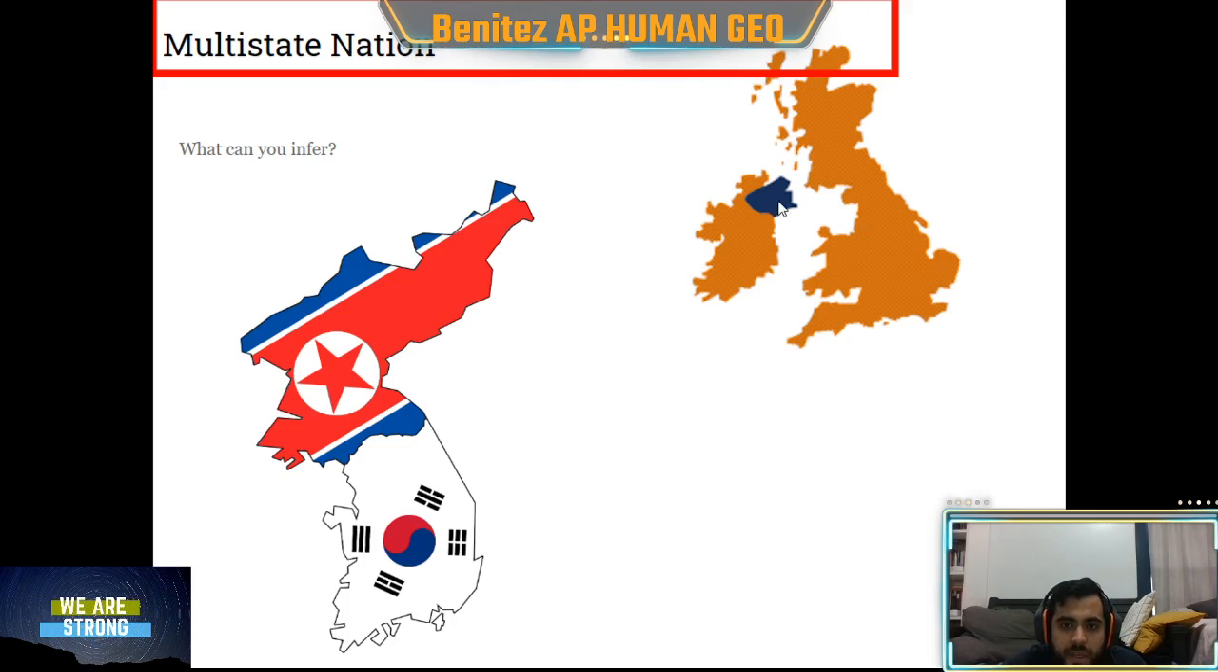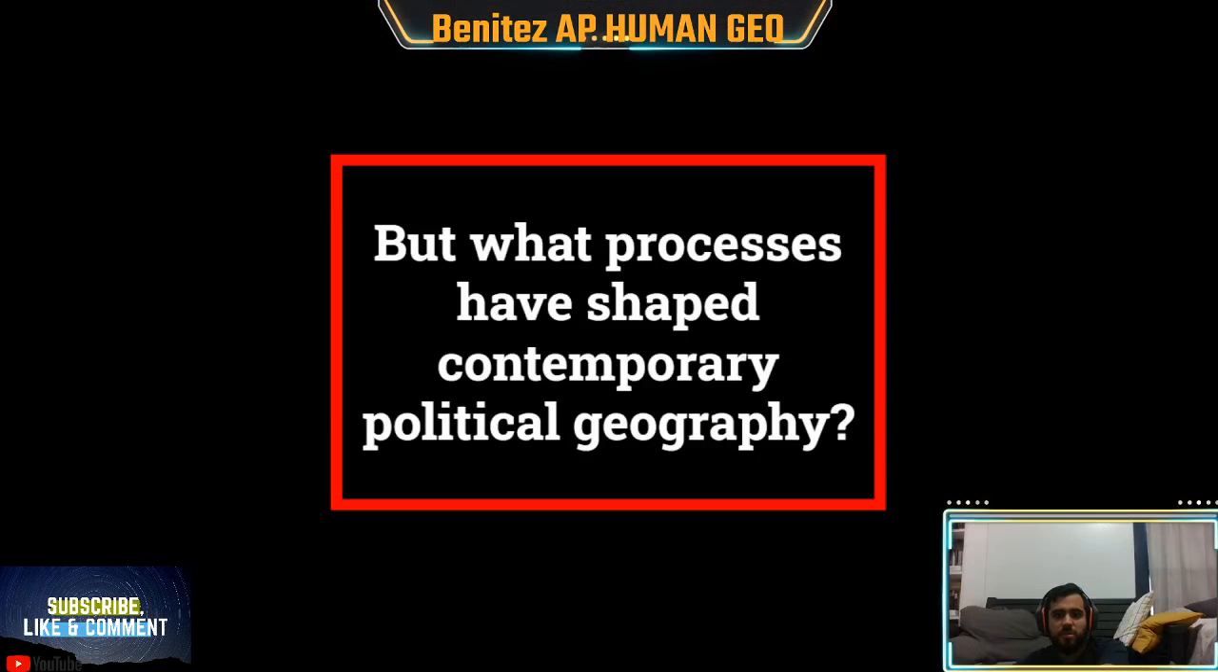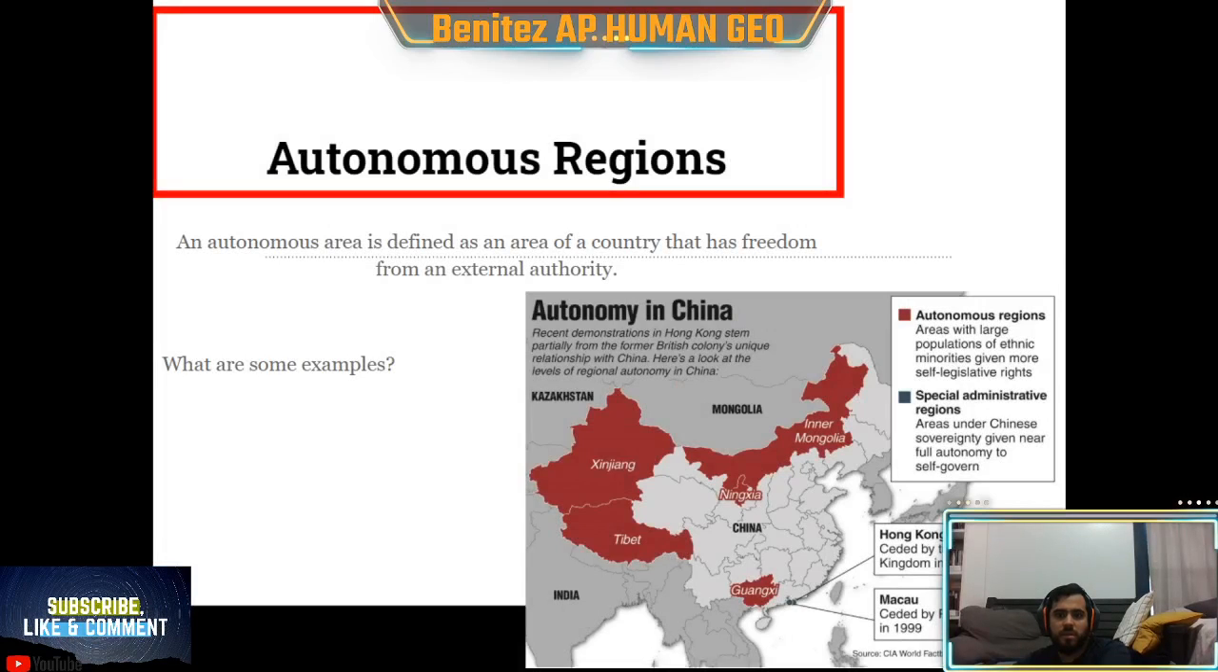The Irish people that are in the north, they side with the United Kingdom. And finally, we have something called autonomous regions. These are regions that have their own territory and their own freedom. What are some good examples? Take a look.